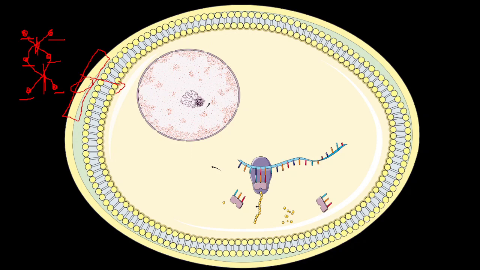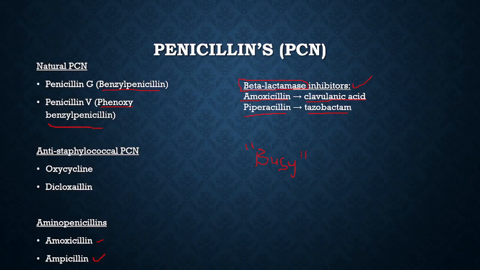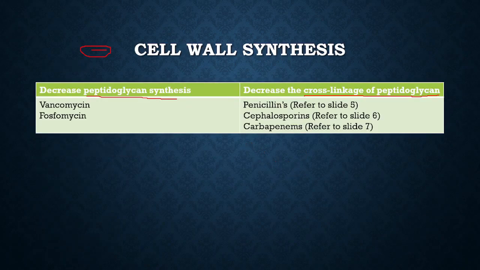So that's how the cell wall synthesis inhibitors work. Just to go back, all of the cell wall synthesis inhibitors are going to be vancomycin, fosfomycin, penicillins, cephalosporins, and carbapenems. Now an important thing is that all of these ones are beta lactams, because they have a beta lactam ring in their structure. So that's just something to know.